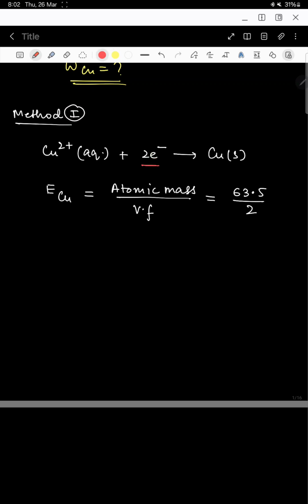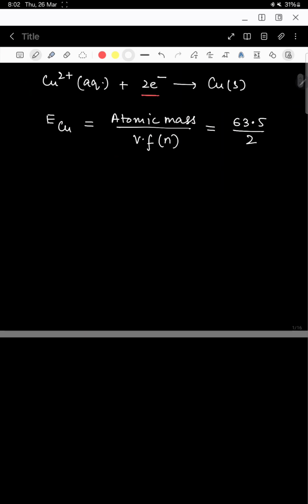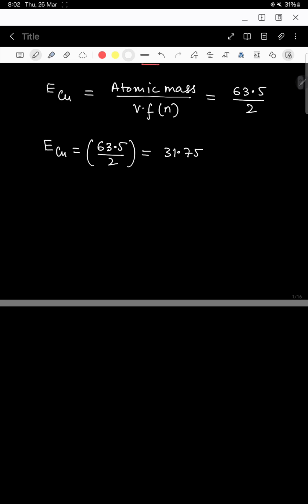Since copper is accepting 2 electrons, valency factor, generally represented with n, is 2 here. n is the number of electrons the copper ion accepts, which is 2. Right? So E here, the equivalent mass of copper, is 63.5 upon 2. We can write it as 31.75, or we can simply leave it as 63.5 upon 2. Now Z, the electrochemical equivalent, will be E by F, or we can say E upon 96500.